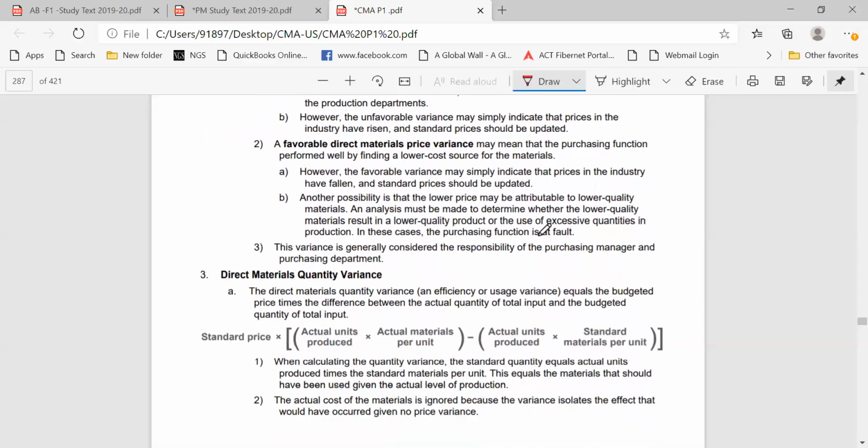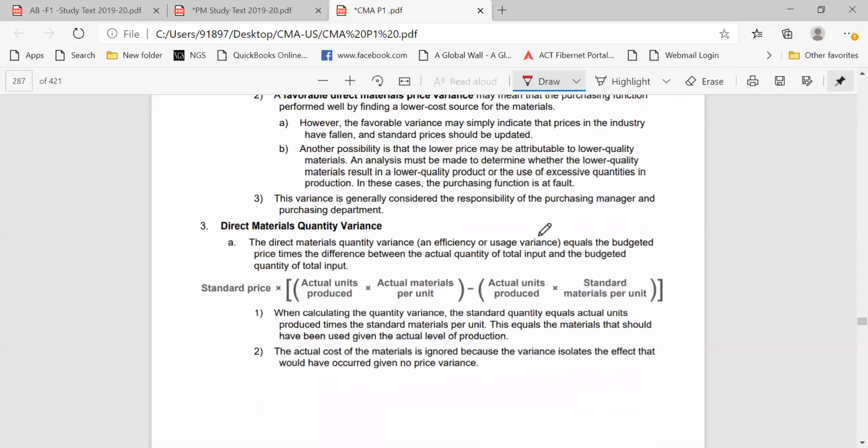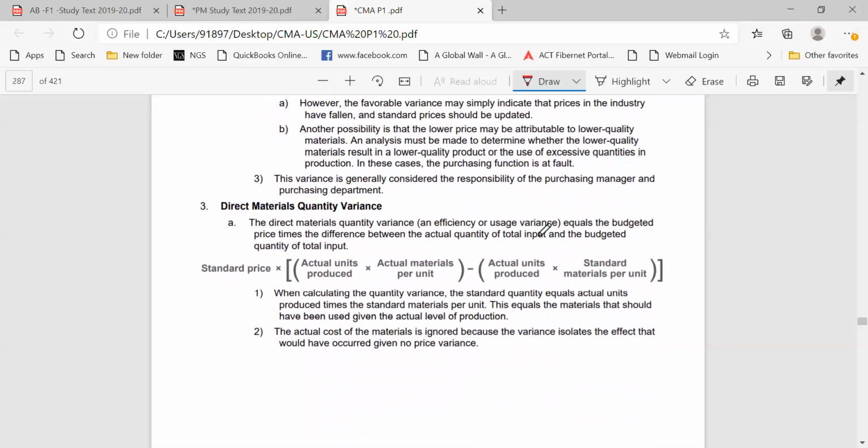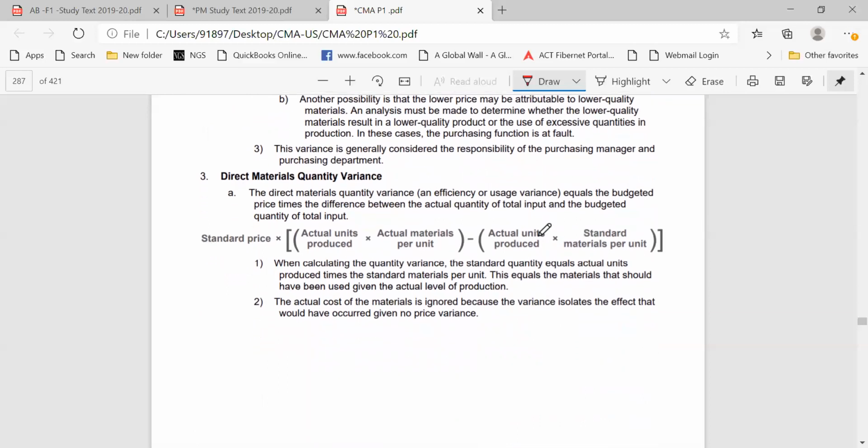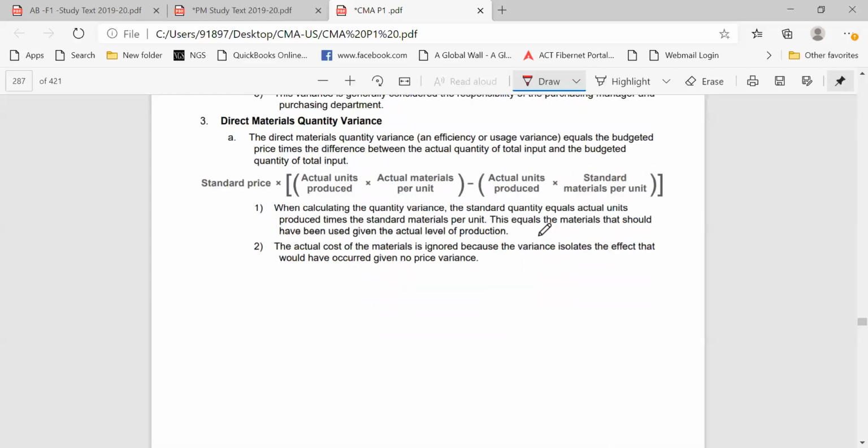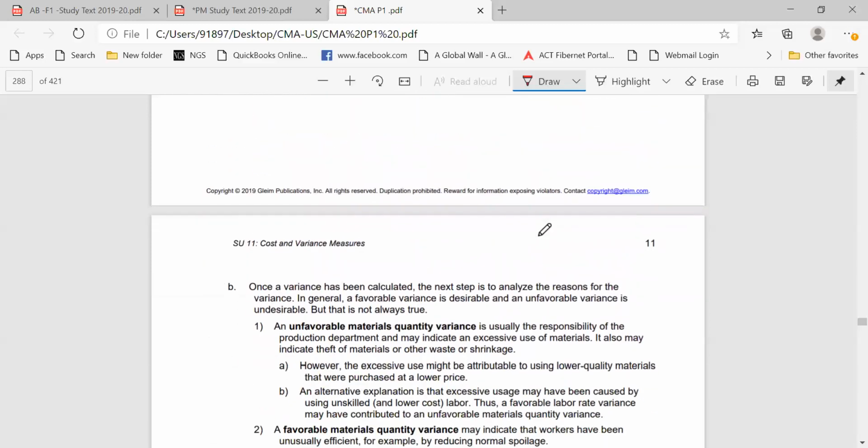All right. Now, direct materials quantity variance. It is simpler to understand here. It is the standard price multiplied by the difference of actual units produced multiplied by actual materials per unit, minus actual units produced into standard materials per unit. I hope you guys are getting it.